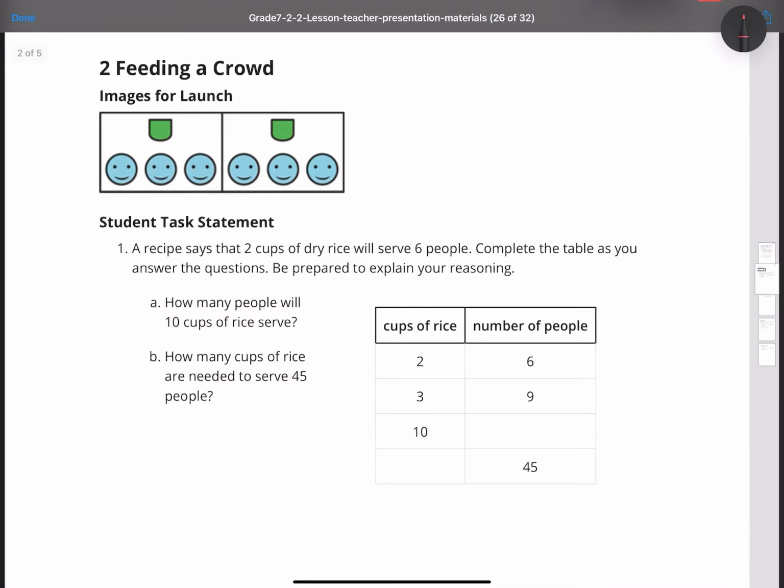So if we look at the table, we notice that whenever there's 2 cups of rice, you could serve 6 people. Whenever there's 3 cups of rice, you could serve 9 people. What I notice is that the column with the cups of rice is being multiplied by 3 to determine the amount of people it could feed. So I want to multiply 10 times 3. So 10 times 3 would be 30. So I will write down 30 people.